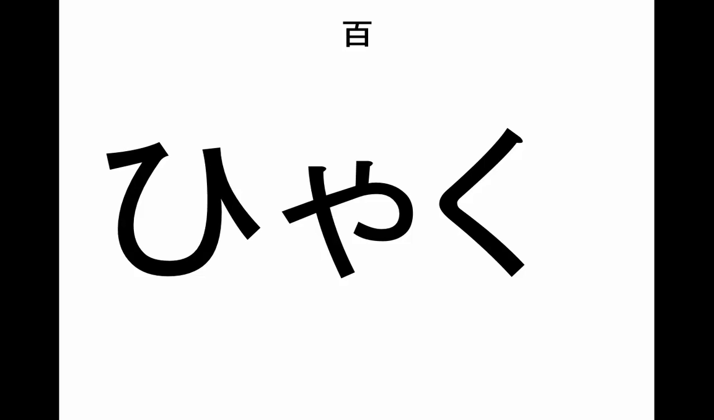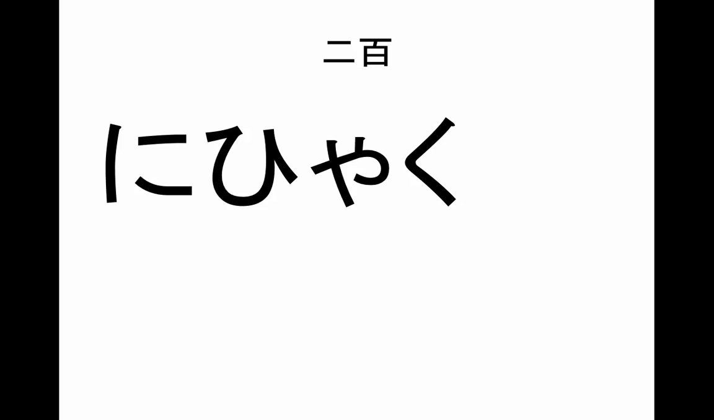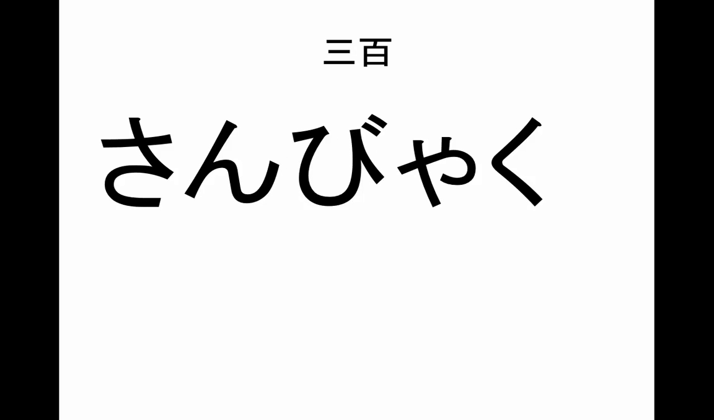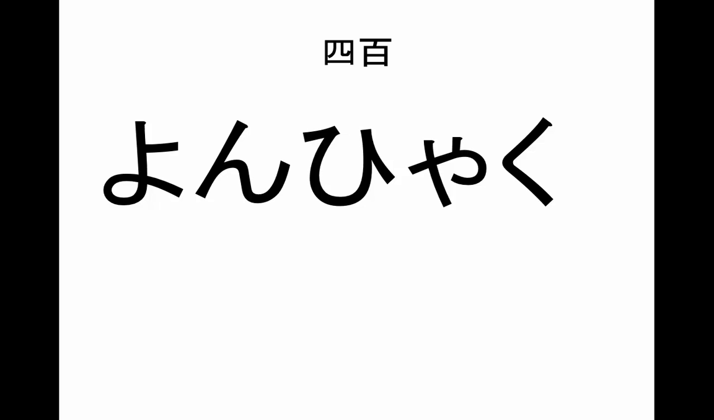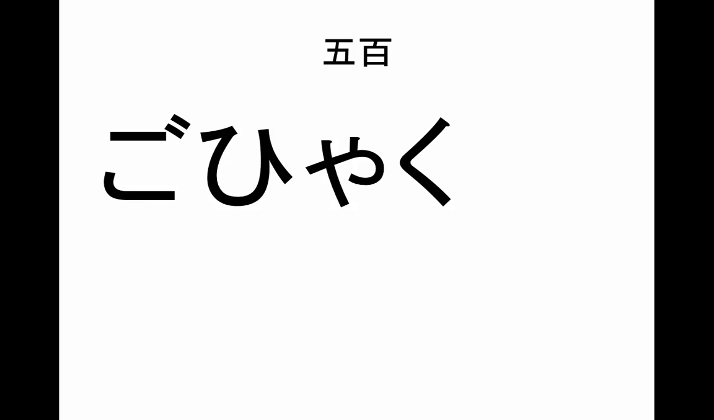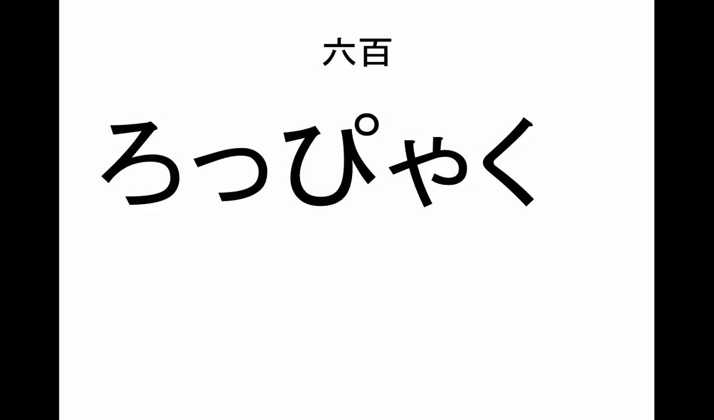Let's do numbers real quick, because we took a long time on that, and we're running out of time. So, 100 is hyaku. 200 is nihyaku. 300 is sanbyaku. Notice the pronunciation shift. 400? Yonhyaku, back to hyaku. 500? 600? Roppyaku, notice the pronunciation shift.